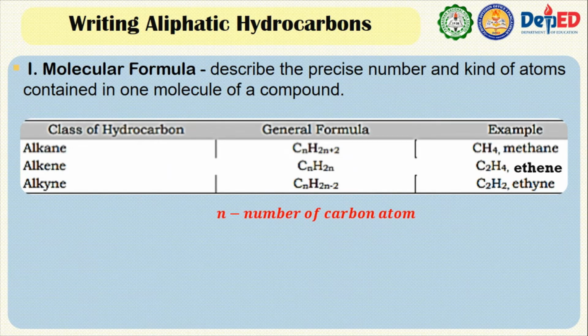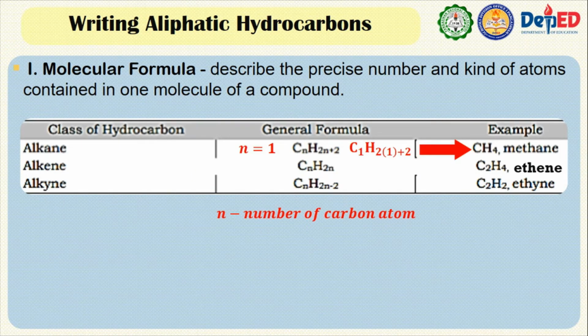Let's have an example. We have methane under alkane. Methane contains 1 carbon atom. So n is equal to 1. Then we substitute the given to the general formula. So we have C1H2(1)+2, and it is equal to CH4. And that's the molecular formula for methane.